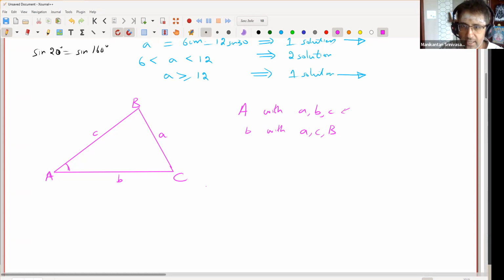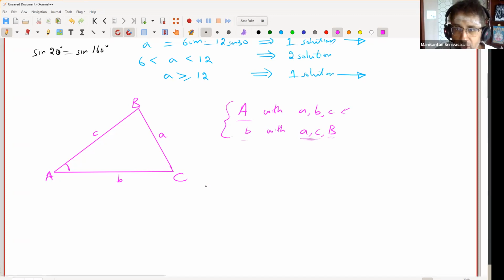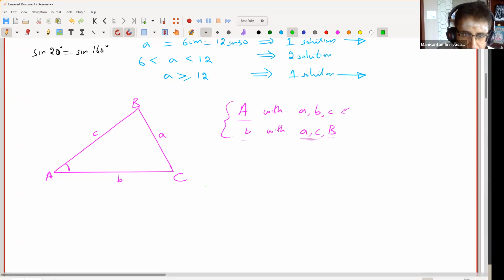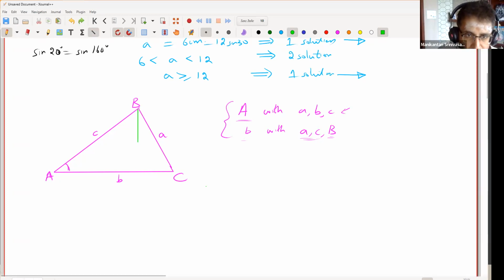Given three sides, I can find any particular angle. Given two sides and an included angle, I can find the opposite side. Okay, so for both of these, the cos rule helps. How does the cos rule help? So let's draw a perpendicular from here to here, right? Let's draw a perpendicular from here to here.